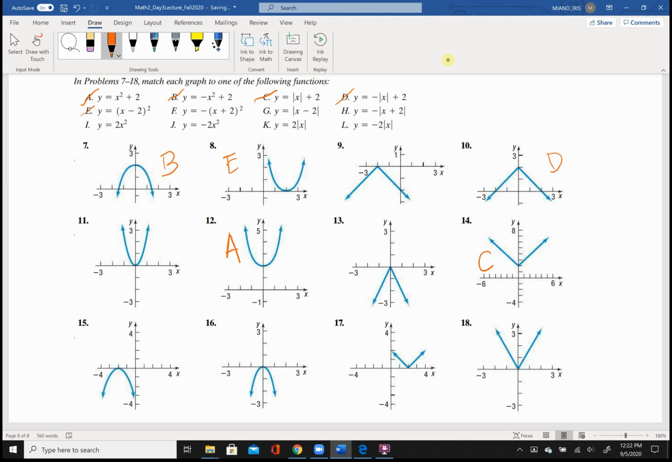F. Now, this one's going to be shifted 2 to the left, and then an upside down parabola. So where's an upside down parabola shifted 2 to the left? It looks like I'm at number 15 right there. So that'll be our F.